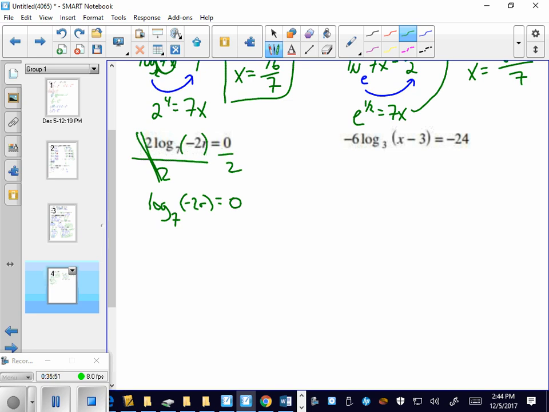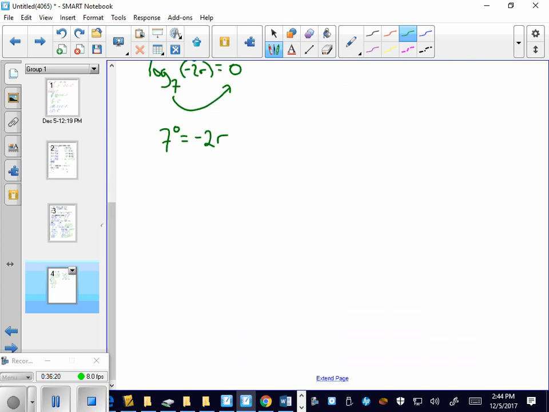And you might be thinking, wait a minute, I thought you said a log can't have a negative number in there. If r itself is a negative number, this is going to be okay because then you'll get a positive inside. So we still have to solve for r first. Well, this means 7 to the 0 equals negative 2r. Remember, anything to the 0 power is 1. So that's 1 equals negative 2r. Dividing by negative 2, you get that r equals negative 1/2.